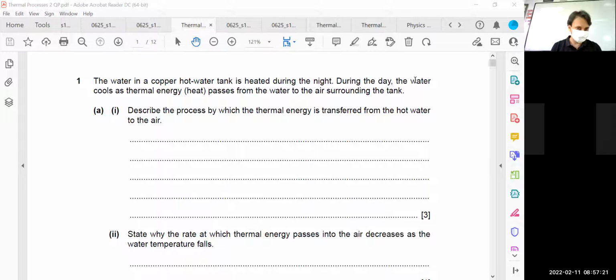Yes, children. Water is there in a copper hot water tank, heated during the night. During daytime, temperature is being lost. What is happening? The process by which it happens is convection. Convection. Yeah. Through convection, you are saying.